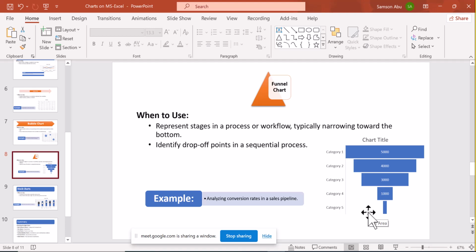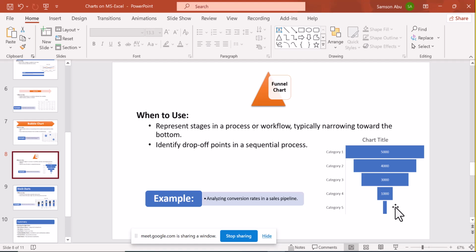Now, if your data set is not of this type, maybe you have 5,000, then you now have 200, you notice that the bar here will be smaller and the other one will be bigger, because this 5,000 determines the size of your bar. If you notice, the bar for 5,000 is bigger than 4,000. The bar for 3,000 is bigger than 1,000. Okay, so the amount of what you are using determines the size of your bar. So basically, it shows workflow, narrowing toward the bottom.